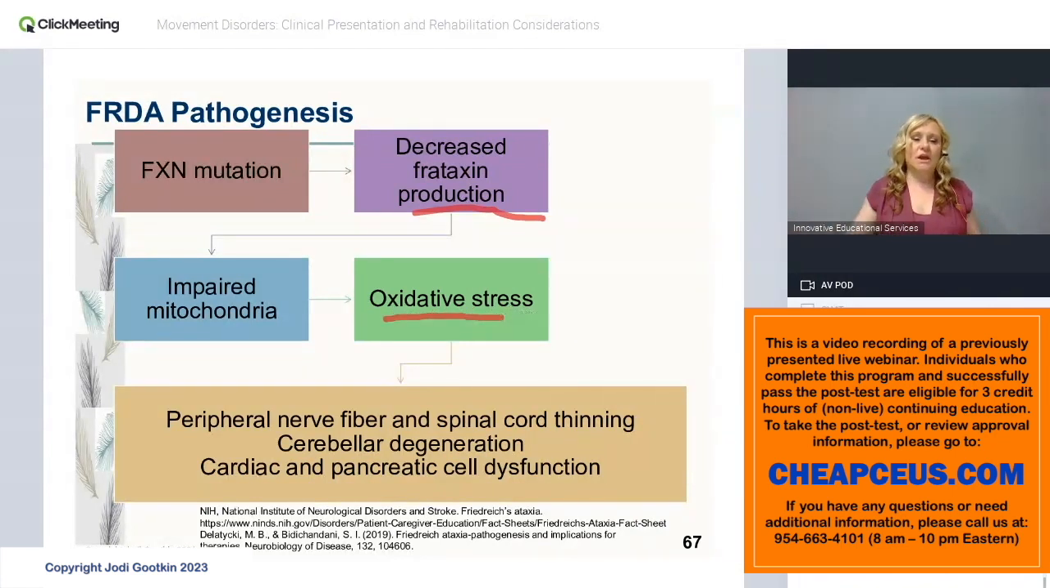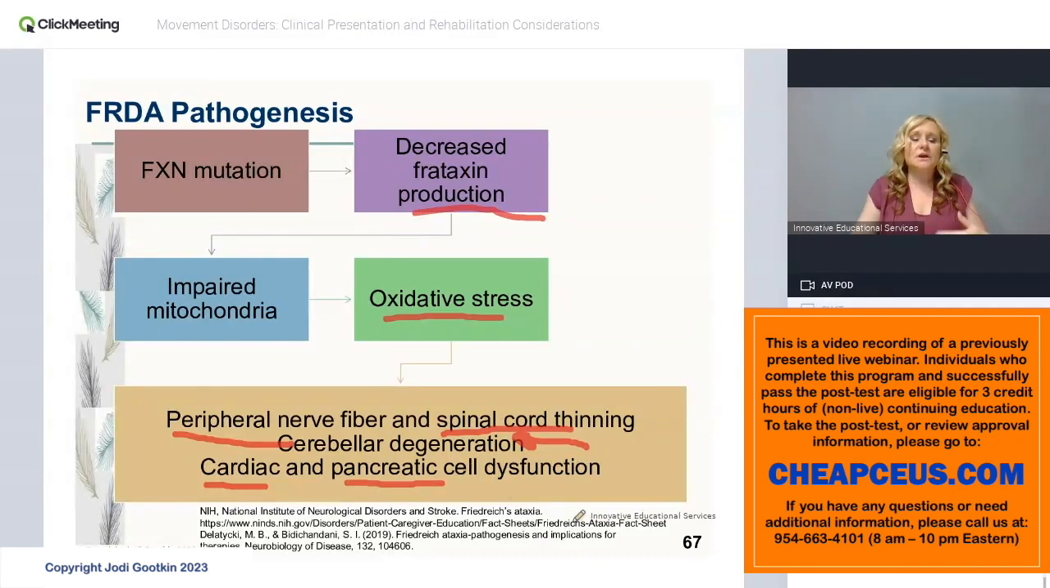This targets the peripheral nerve fibers and the spinal cord, so we're thinking motor deficits and motor weakness. Then there's also cerebellar degeneration, so we're thinking coordination challenges, maybe tone changes, and precision and accuracy of movement. On top of that, in almost a third of individuals cardiac fibers are impacted, and in a smaller percentage, about 10%, there is pancreatic cell dysfunction. Frataxin tends to be in many different areas of the body, so you're going to see a lot of different symptoms in these individuals.